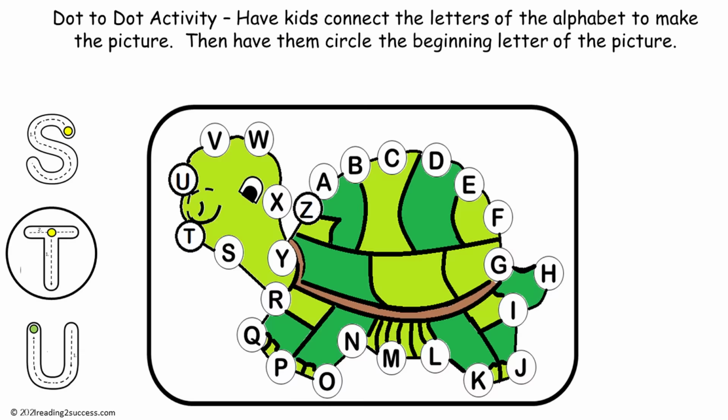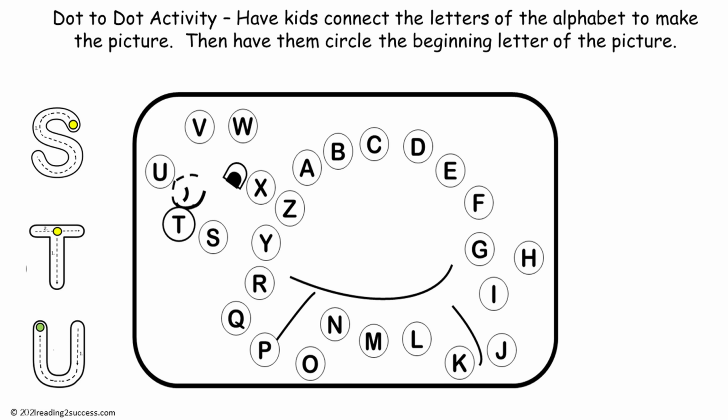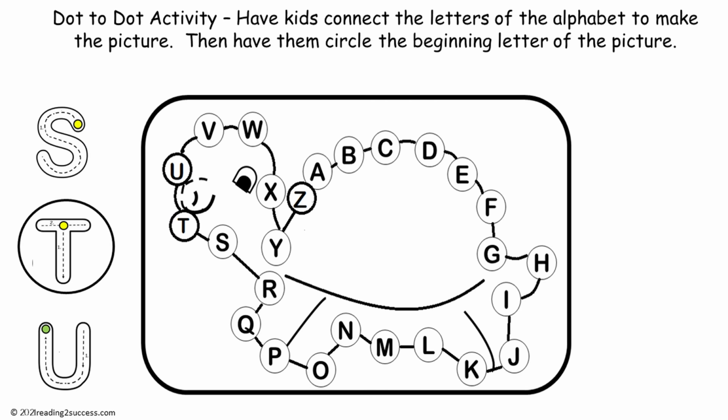Now have kids complete the dot-to-dot activity. They connect the letters of the alphabet to make the picture. Then have them circle the beginning letter of the picture. This is the dot-to-dot practice page. This is the completed example, and now have kids color the turtle.